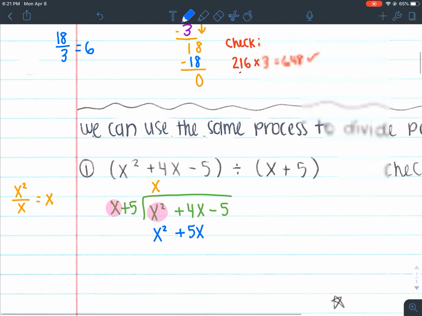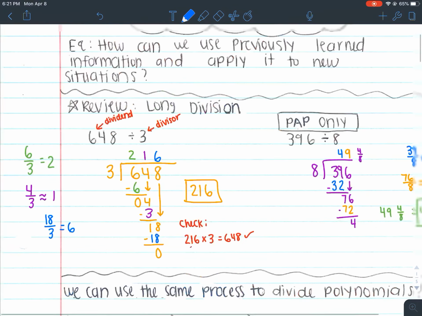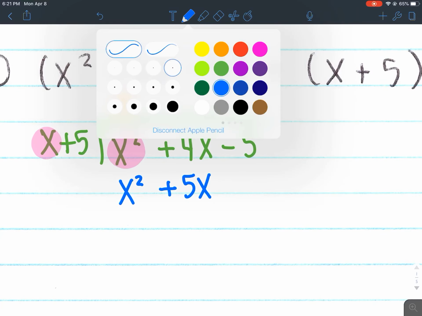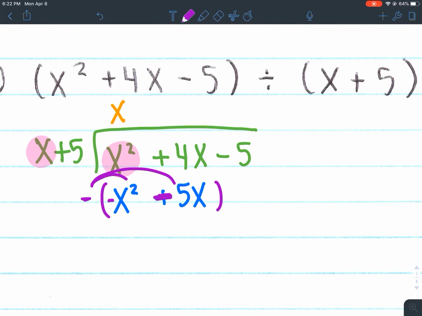So over here, once you wrote that green 6 down, what did we do? We subtracted. Okay, so we're going to subtract here. The problem is that we're subtracting this entire binomial, okay? Now when we subtract this binomial, you must use parentheses and there's a minus sign on the outside, which means I have to distribute. So, -1 times x squared is going to be negative x squared. -1 times 5x is going to be negative 5x, right? So I'm going to go ahead and make that a negative sign.